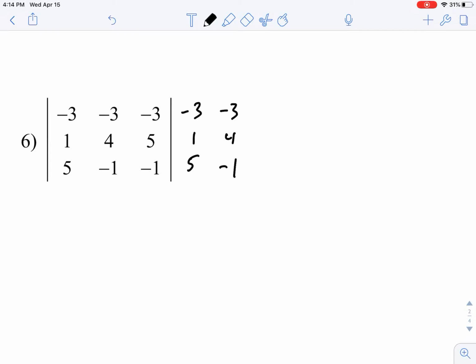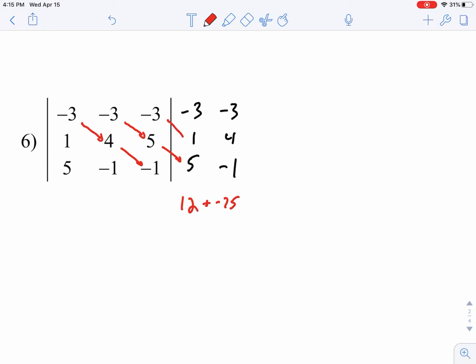I'm going to change colors here because it's going to get a little funky. So if I say multiply your diagonal downward, I'm going to multiply all three of these numbers together. Negative 3 times 4 is negative 12. Negative 12 times negative 1 is positive 12. Then I'm going to do this downward diagonal. Negative 3 times 5 is negative 15. Negative 15 times 5 is negative 75. You go plus negative 75.